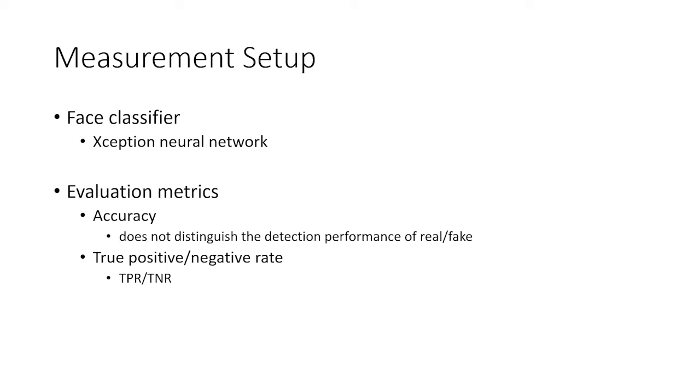The true positive rate of a face classifier is defined as the fraction of fake faces that are correctly classified as fake by the face classifier. When an attacker tries to evade detection, its goal is to downgrade the true positive rate. The true negative rate of a face classifier is defined as the fraction of real face images that are correctly classified as real by the face classifier.